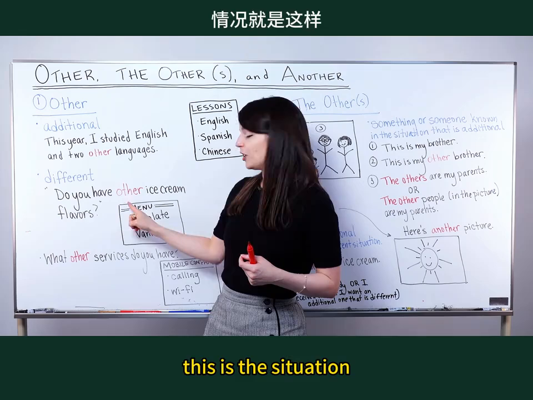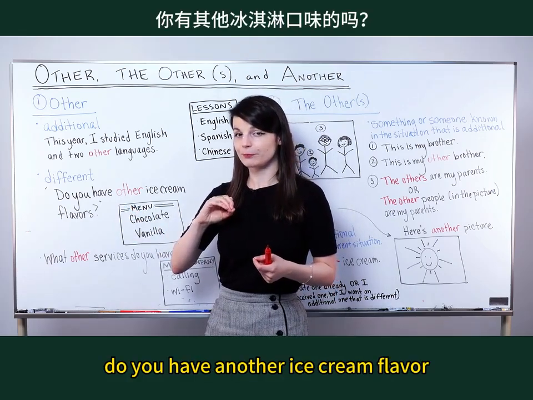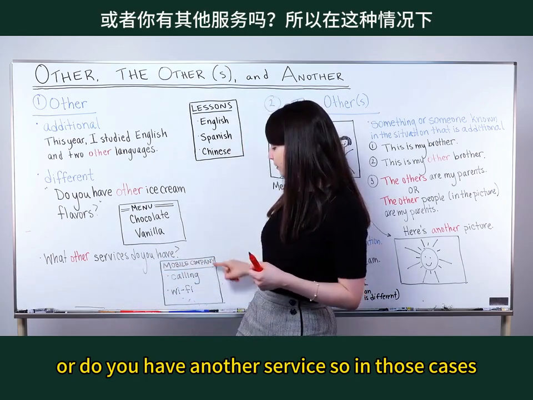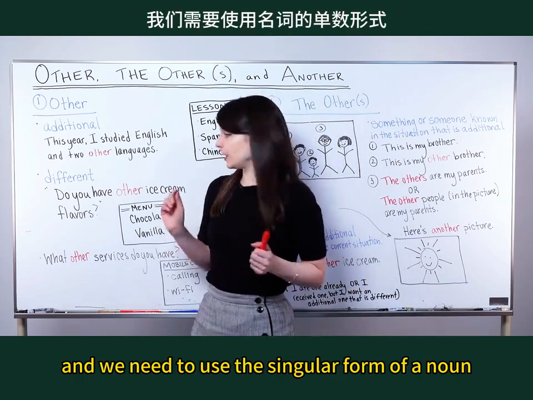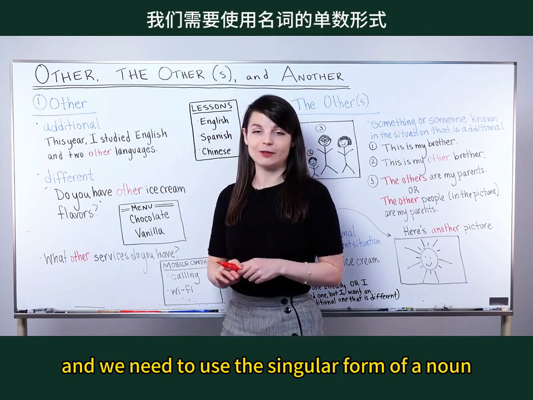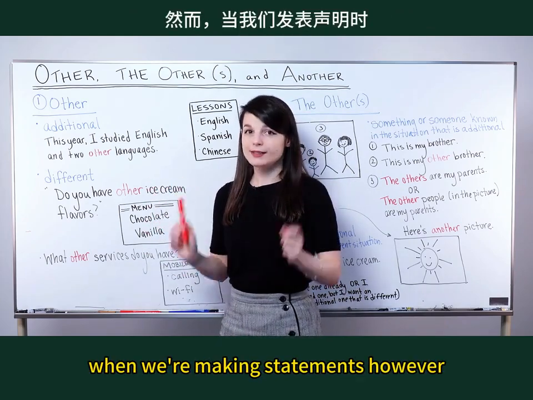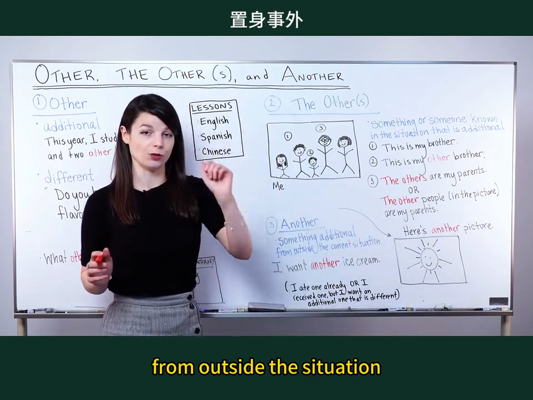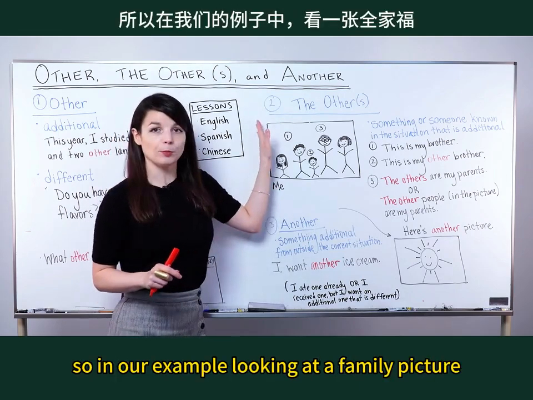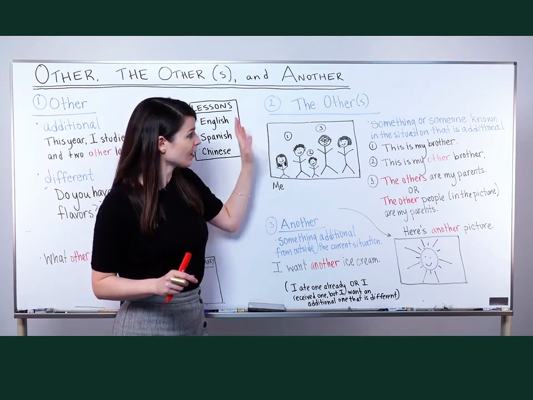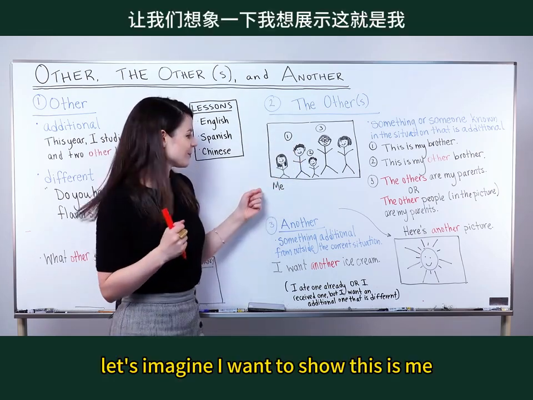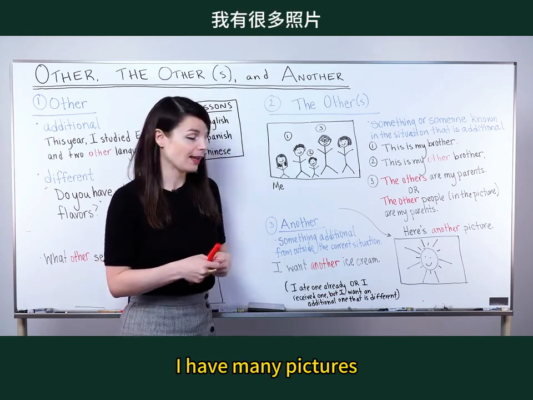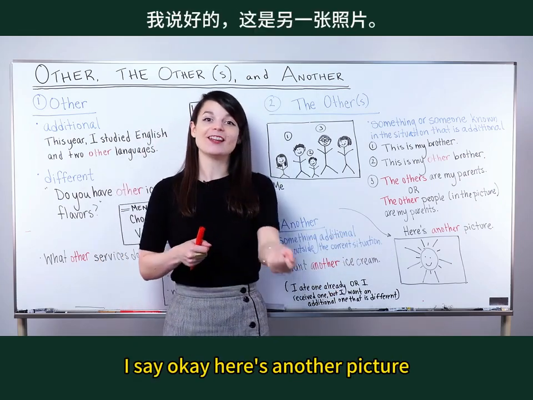This is the situation. Do you have another ice cream flavor? Or do you have another service? So in those cases, we can use another and we need to use the singular form of the noun. So for questions. When we're making statements, however, we need to refer to something additional from outside the situation. So in our example, looking at a family picture, let's imagine I'm showing you my picture. I want to show you the next picture. I have many pictures. And I say, okay, here's another picture.